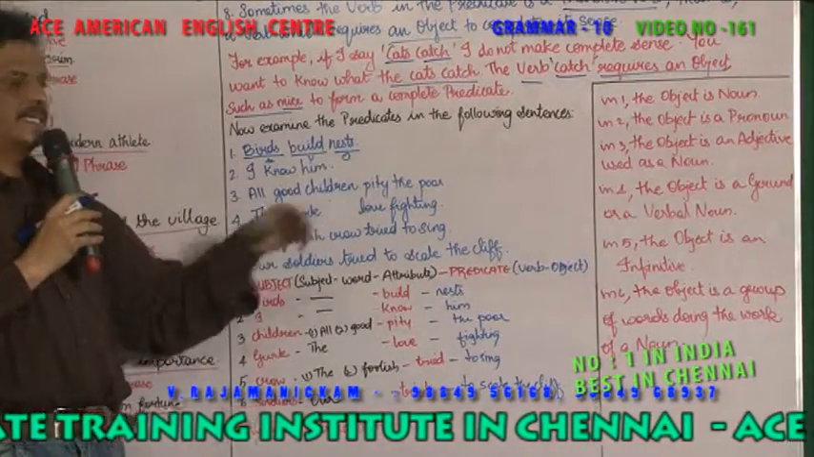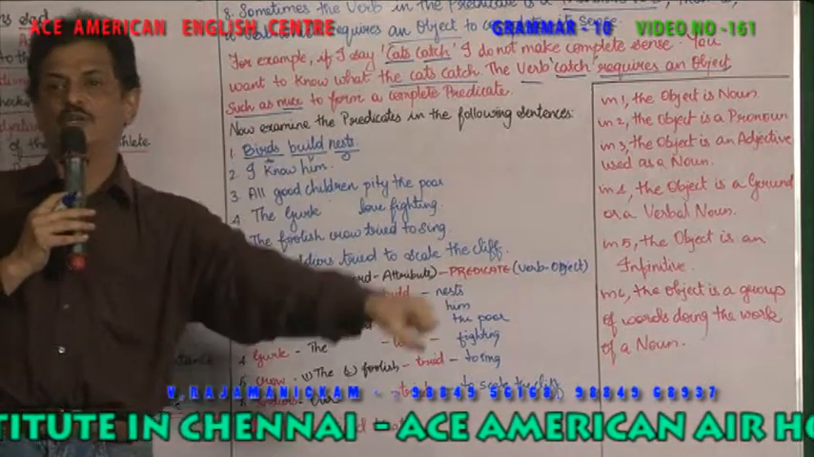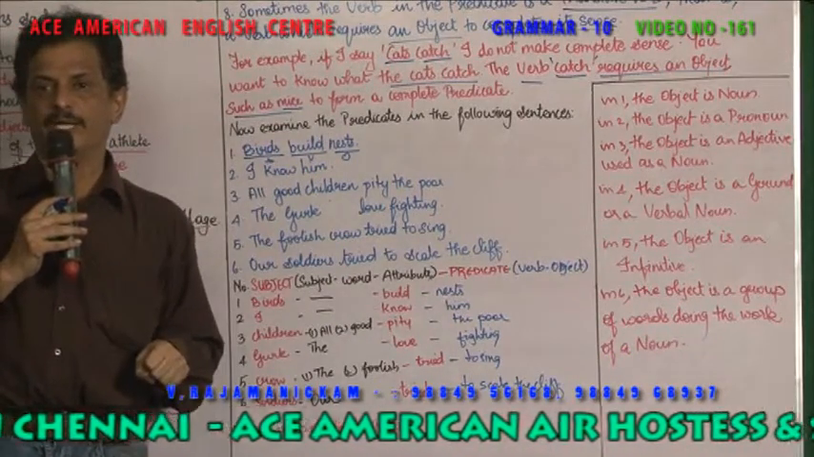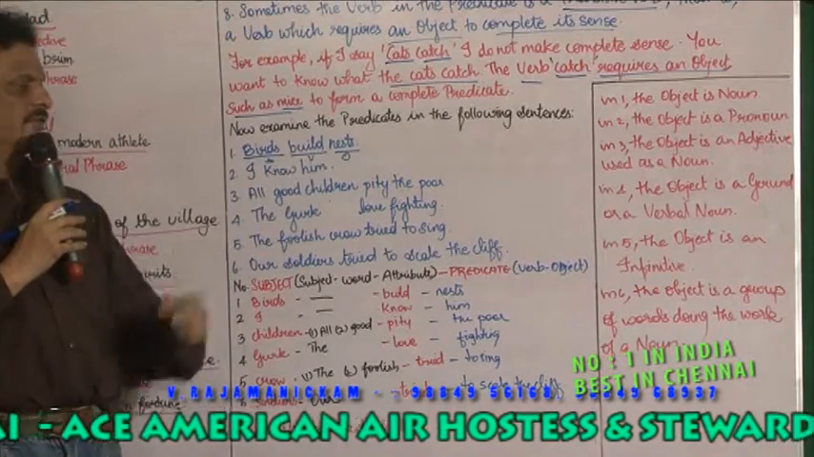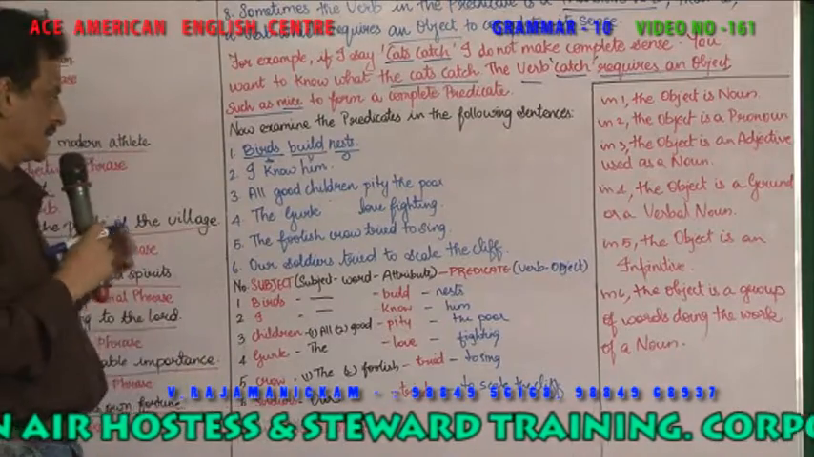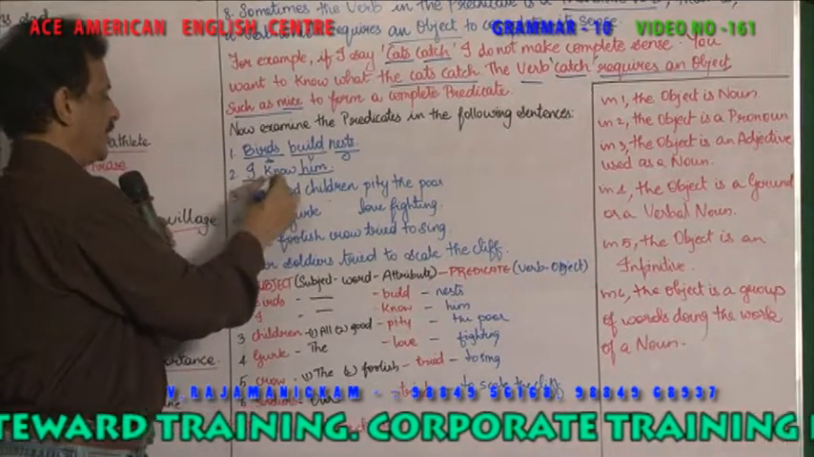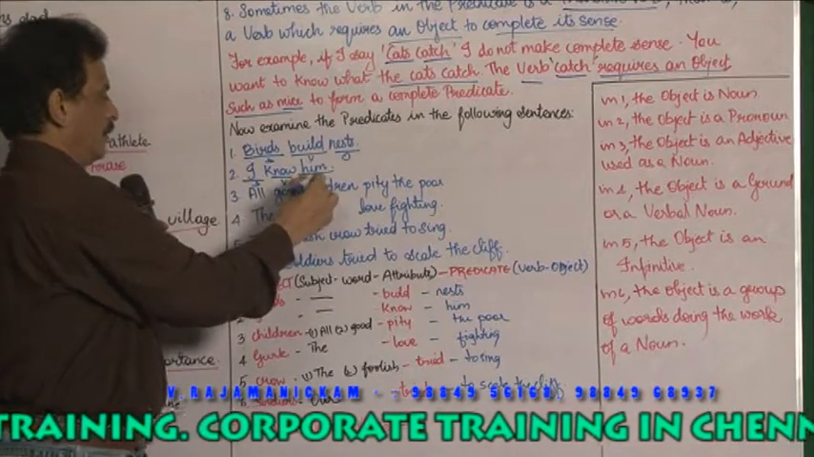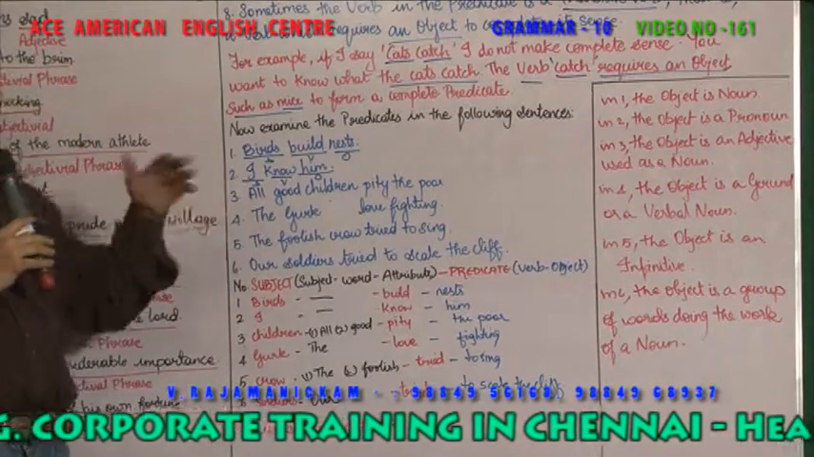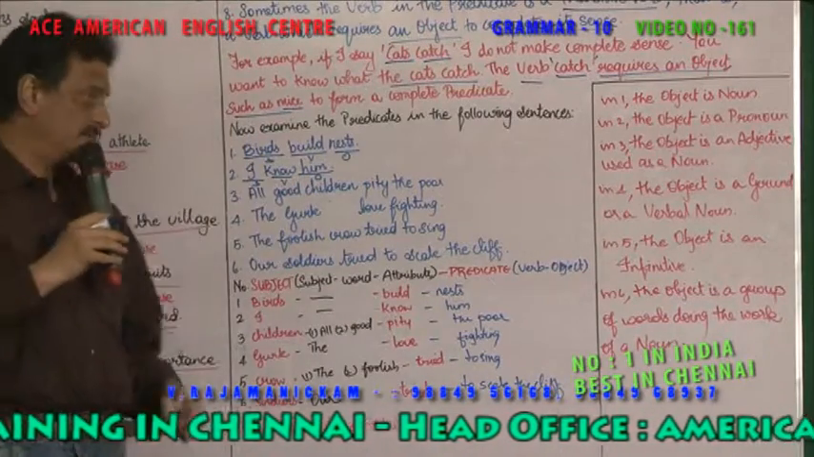So nests takes an object. So build is a transitive verb. It needs an object to give a complete meaning. So the nests is different from the birds. Birds do construct nests. I know him. I and him are different, right? So I is the subject, know is the verb, him is the object. I know whom? Him, somebody else. So this know becomes a transitive verb which takes an object.